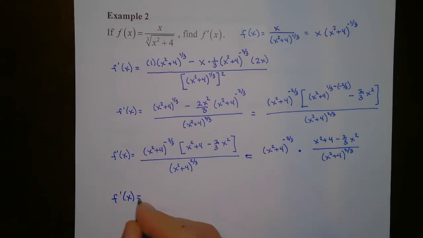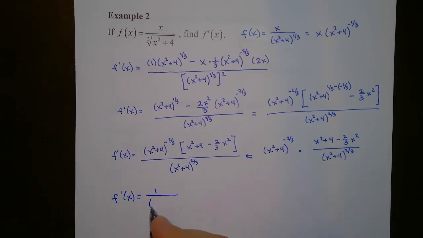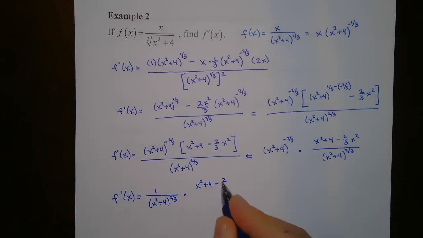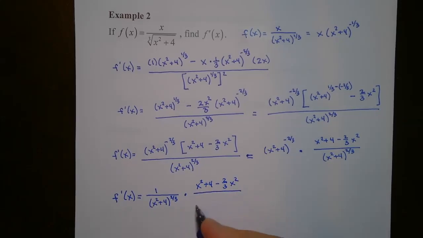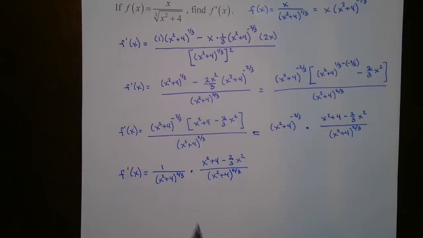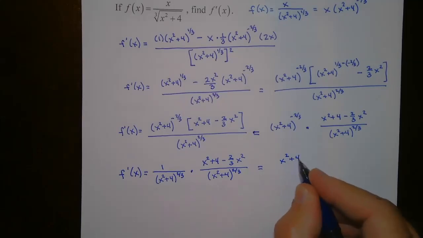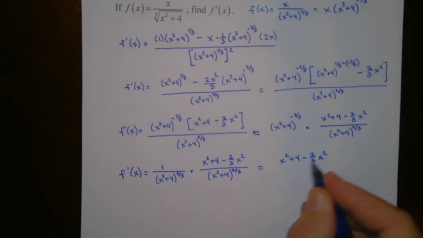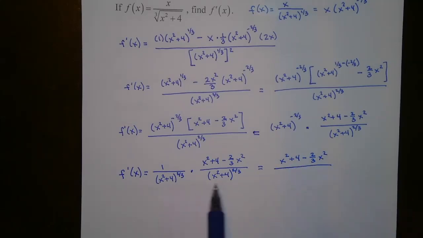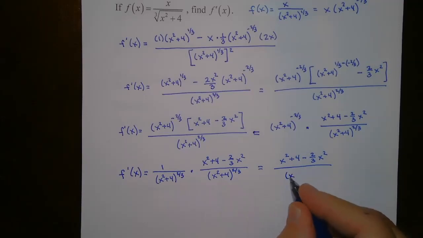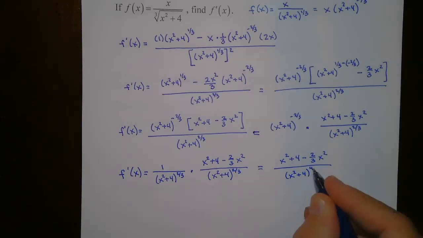We're almost done. So this is 1 over x squared plus 4 to the 2/3 power, and then times x squared plus 4 minus 2/3 x squared all over x squared plus 4 raised to the 2/3 power. Okay, so 1 times this is just going to be this top, right? So this becomes x squared plus 4 minus 2/3 x squared all over. If I'm multiplying and the bases are the same, I'm just going to add these exponents. So 2/3 and 2/3 makes 4/3. So this denominator becomes x squared plus 4 raised to the 4/3 power.